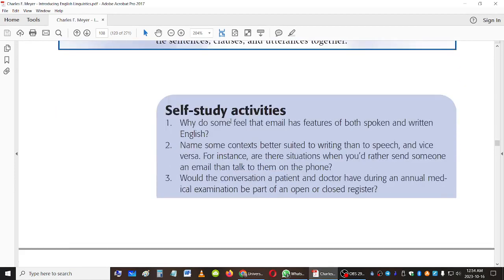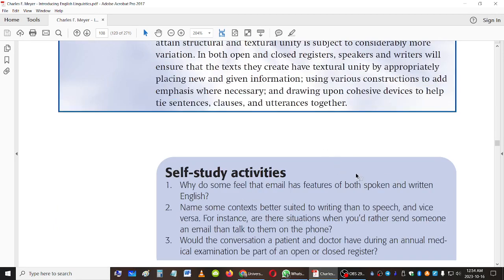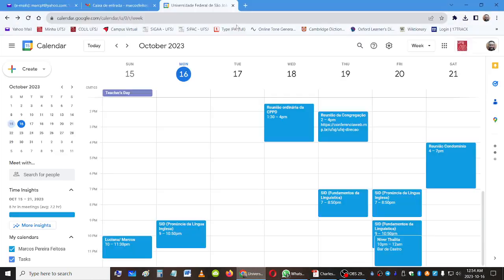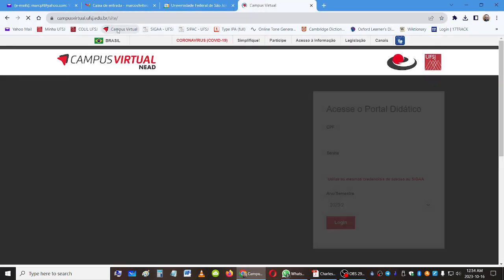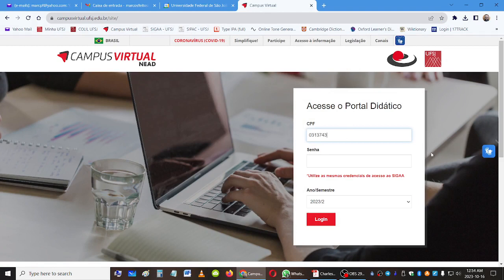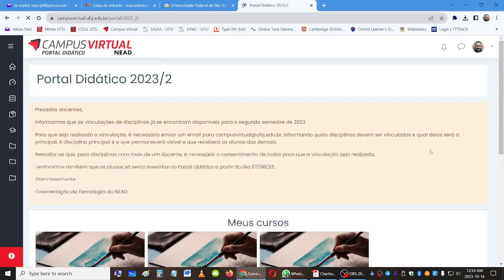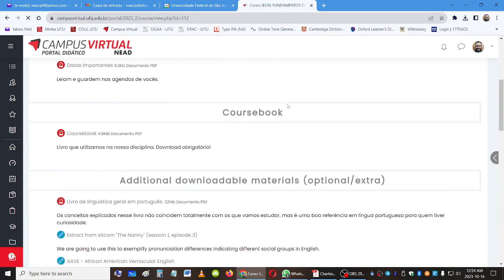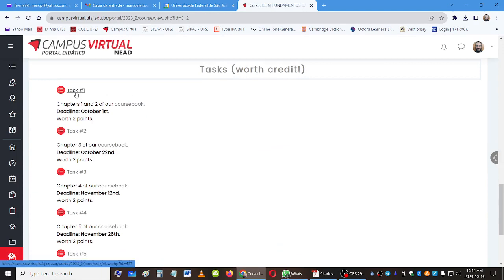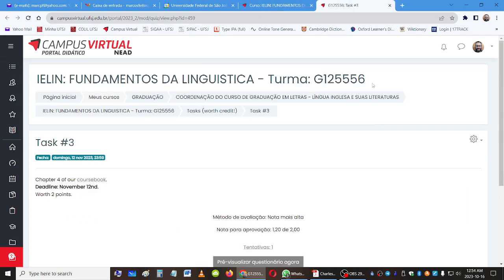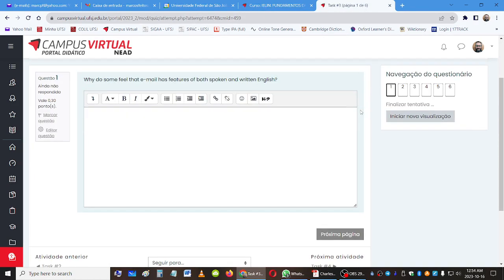Please read the summary. This exercise is quite the same as the activity that we have. Remember, this is chapter 4, but the exercise on our virtual campus, let me open it for you. This is task number 3. Why is that? Remember, task number 1 involved chapters 1 and 2. Task number 2 involved chapter 3. Task number 3 is based on chapter 4. Here, you have the questions.